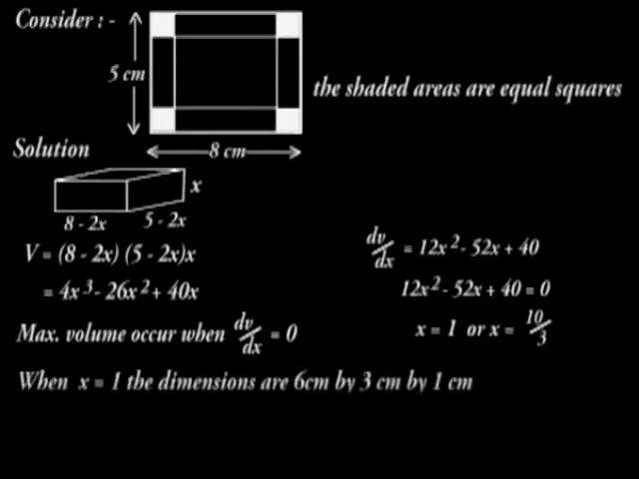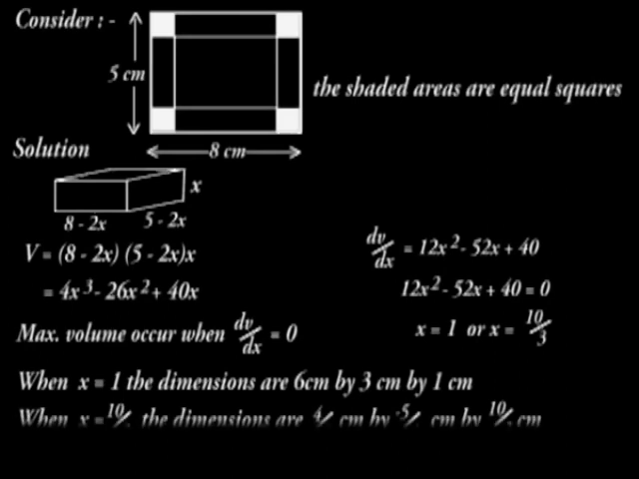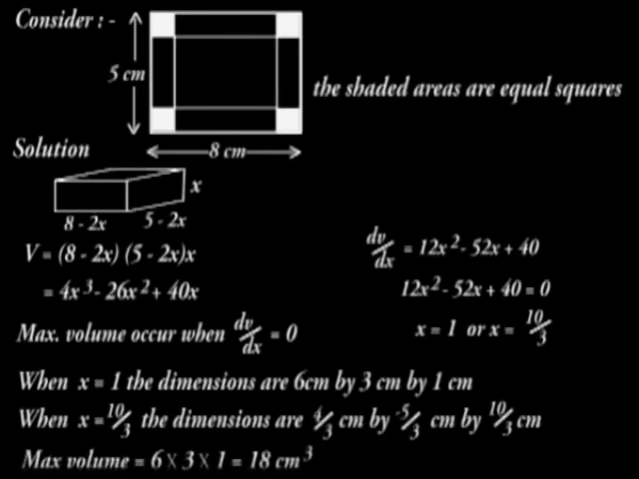When x is 1, the dimensions are 6 by 3 by 1. When x is 10 over 3, the dimensions are 4 over 3 by minus 5 over 3 by 10 over 3. The second solution cannot be true because dimensions can never be negative, and therefore maximum volume is 6 times 3 times 1, which is 18 centimeters cubed.